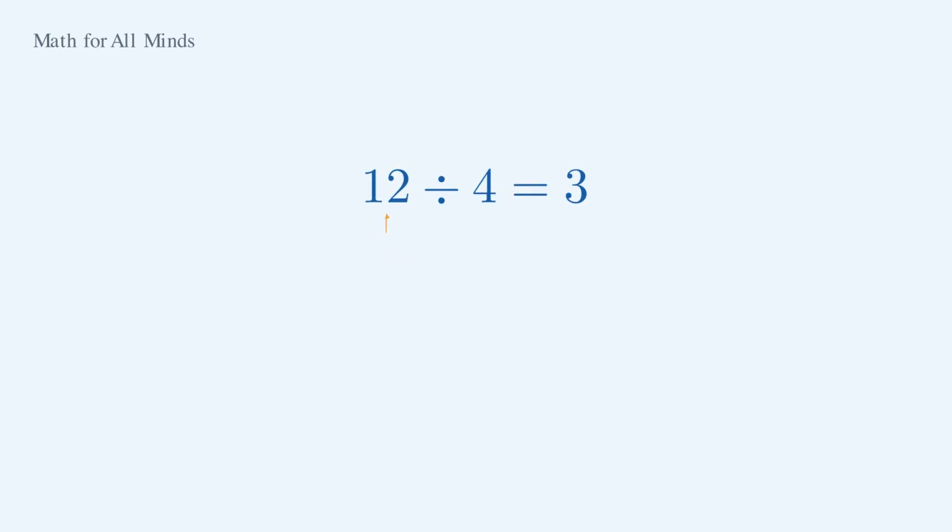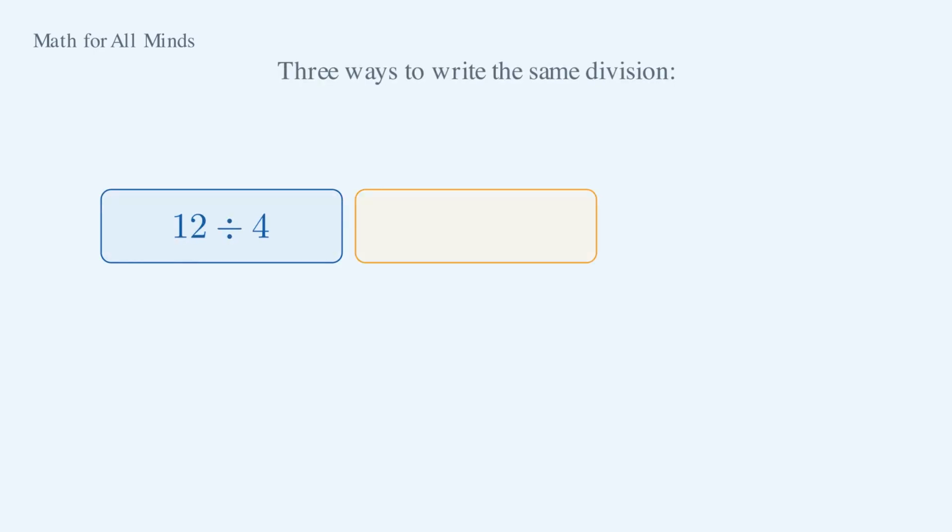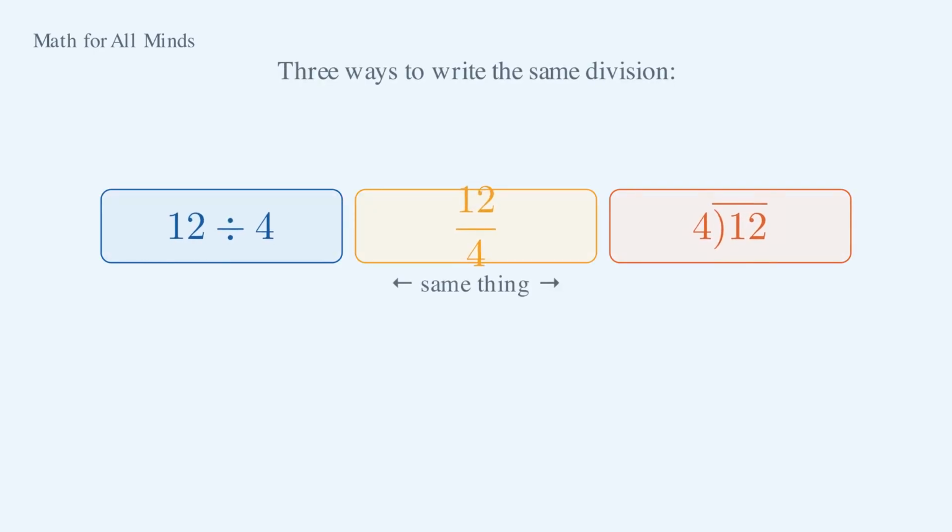The number being divided is called the dividend. The number doing the dividing is the divisor. And the answer is the quotient. We can write this same division 3 different ways.